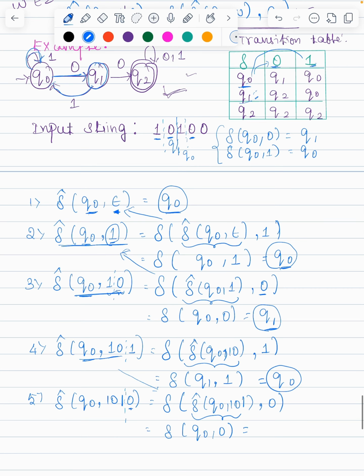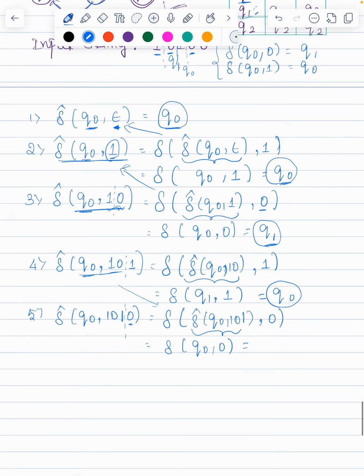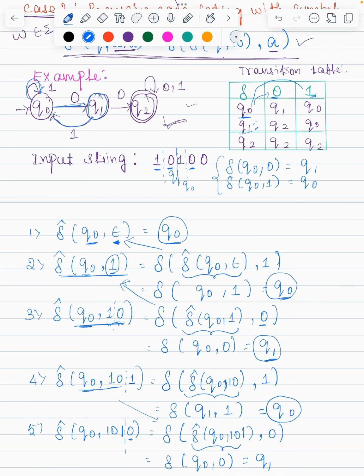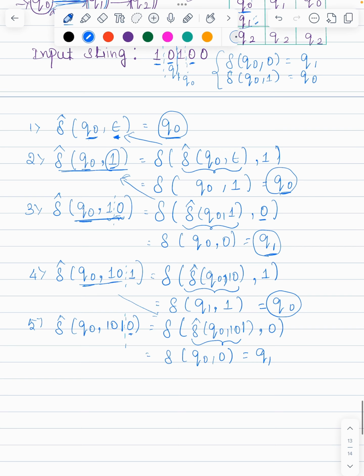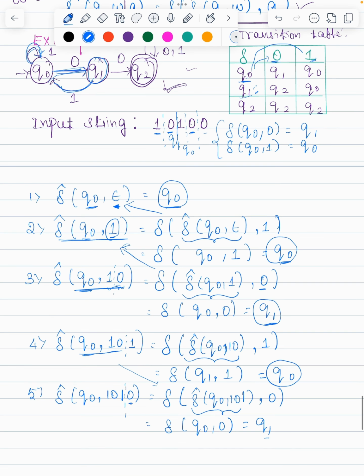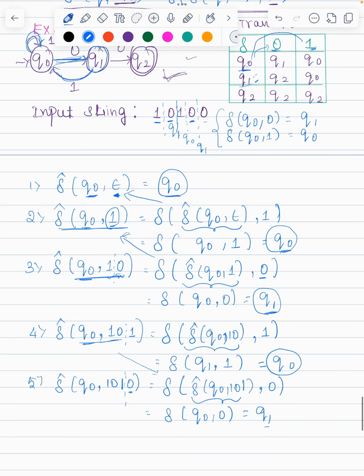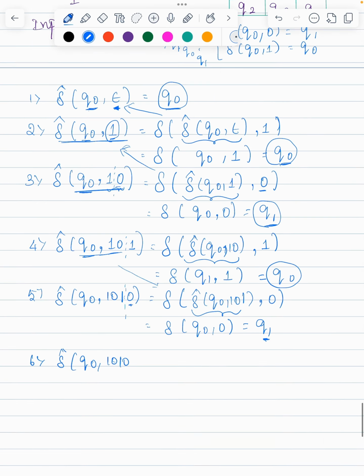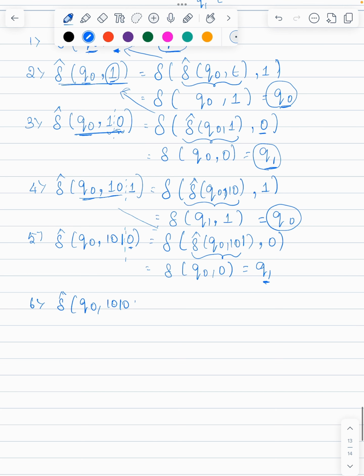Look at the transition table, Q naught comma 0 ends up with the state Q1, which means after processing 1010 it is ending up with the state Q1, and next is 0. Till here we have processed and it is ending up with the state Q1. After processing 1010 the model would remain in Q1. Now the last bit we are going to process. So till 1010 it's been processed already, and the resultant state we got here is Q1, and the new input symbol which we are going to add is 0.